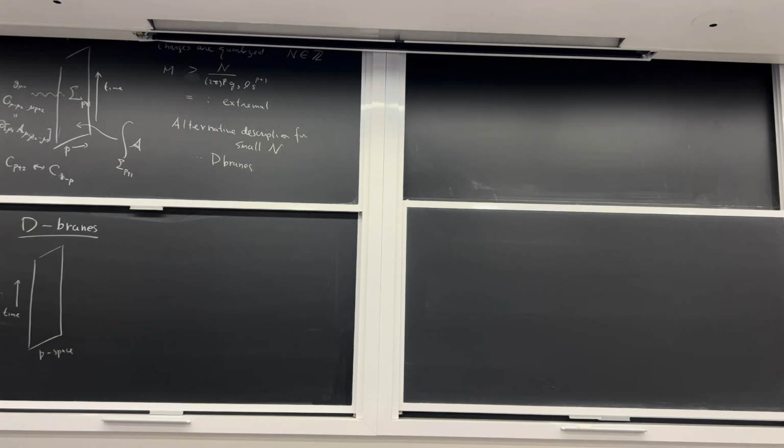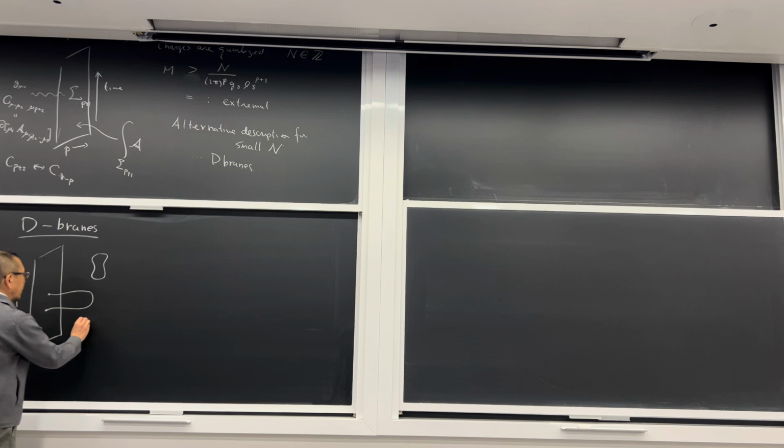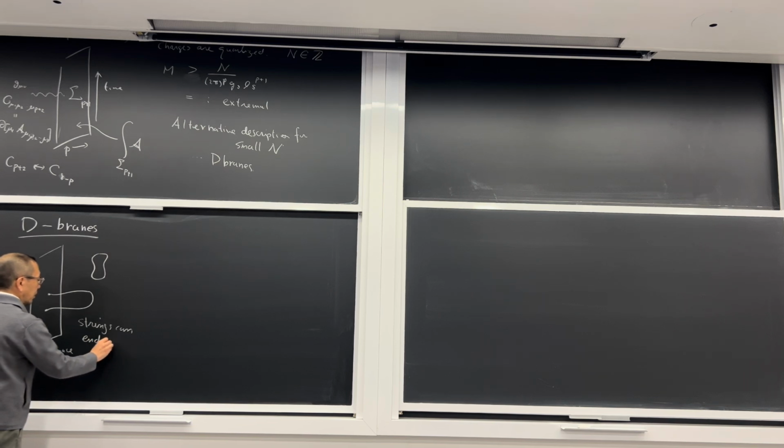So in order to model it, what was proposed was to consider the following. In the bulk, away from this D-brane, you can have a closed string. But on the D-brane, this string can open up and end on the brane. So you can do those kinds of things. Namely, we are allowing the string to end here.